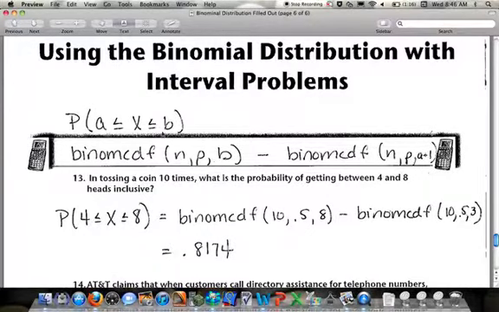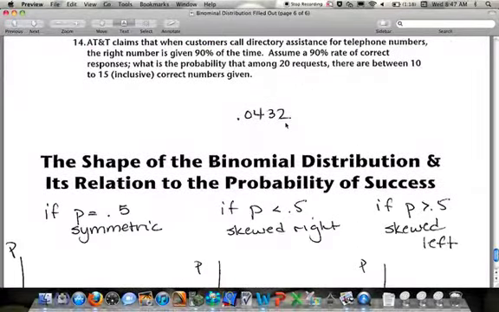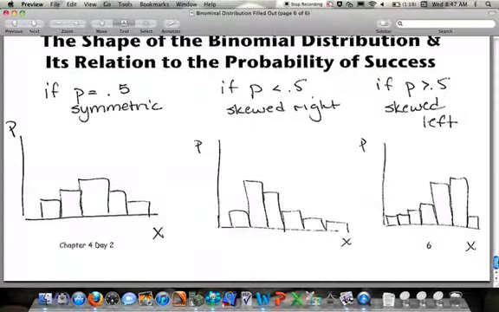So you can generalize this. You would first do the upper number: n, comma, p, comma, b. So that's what I did here, 10, comma, 0.5, comma, 8, which was my upper number, minus, and then the bottom part is n, comma, p, comma, a minus 1. So in this case, a was 4, so 4 minus 1, I get my 3. And then you can do this one here to make sure you get that answer.